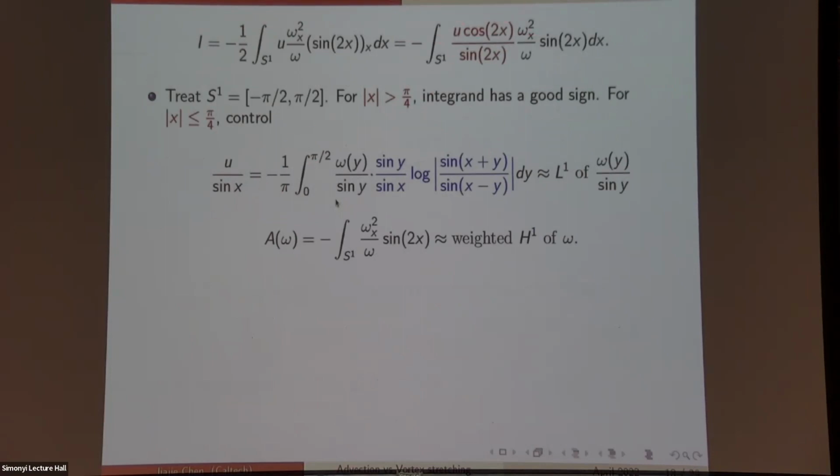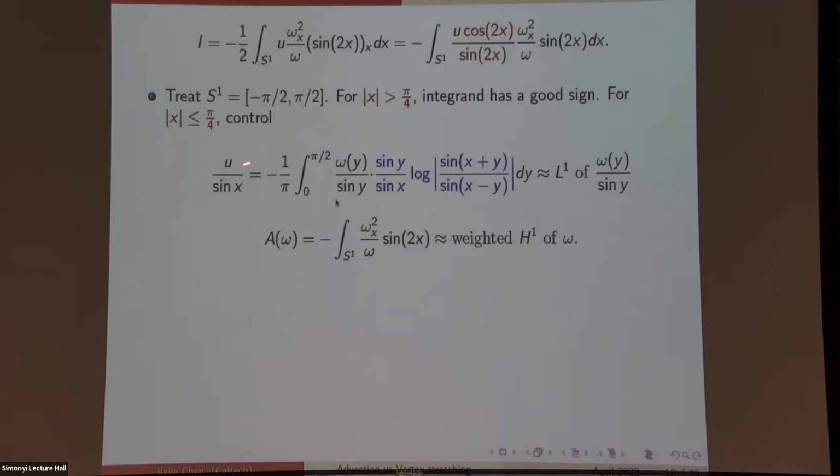Using the sign property, we can show that the velocity u is positive. Vorticity also has a special sign in half of the domain. Therefore, we can decompose this integral into two parts. One part has a good sign, so that we do not need to estimate it. Another part is a bad term, but it is supported near 0. So in the bad term, this coefficient is comparable to u divided by sine 2x. So we need to estimate this bad term.